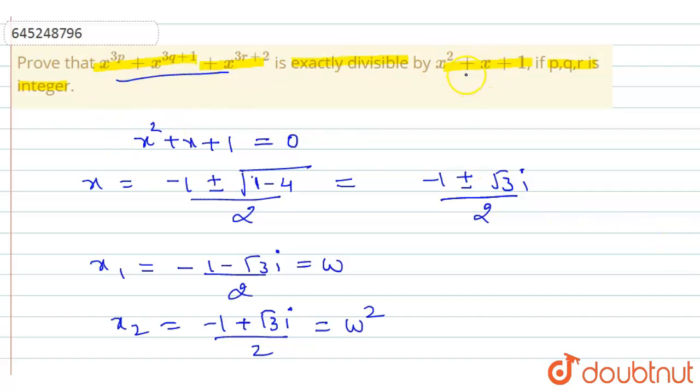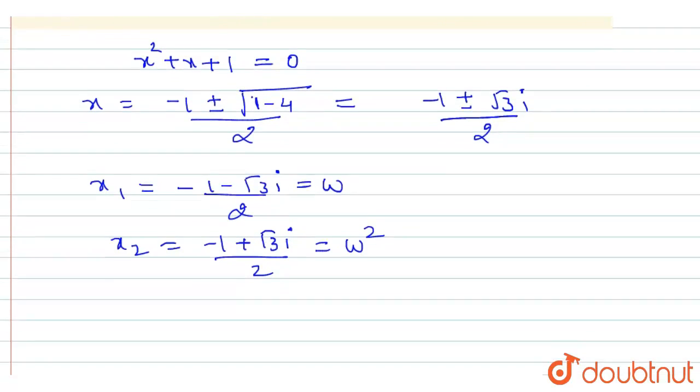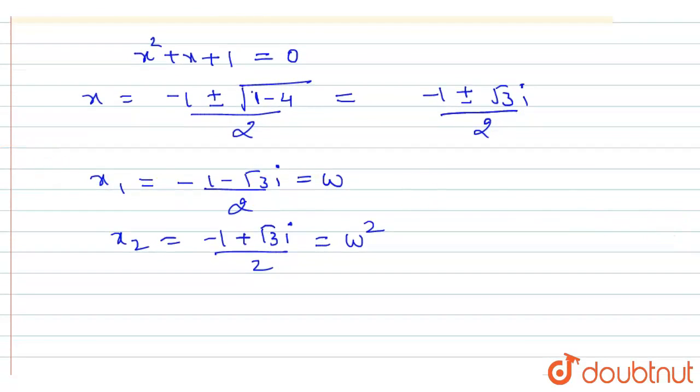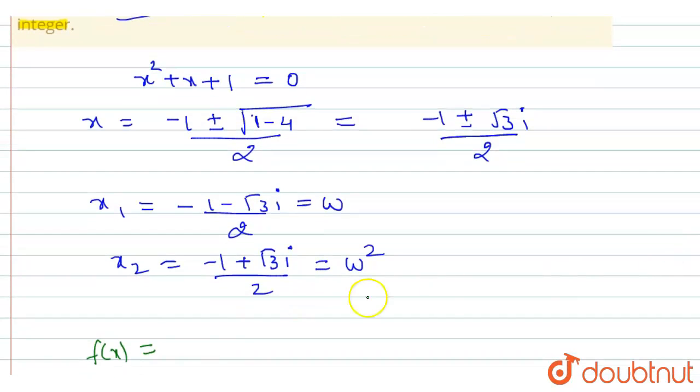We have to prove that this expression is exactly divisible by this equation. If the roots of this equation satisfy the other expression too, then we say it is exactly divisible. So the expression given to us is f of x, which is x to the power 3p plus x to the power 3q plus 1 plus x to the power 3r plus 2.